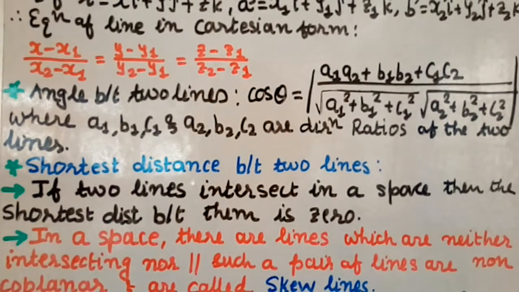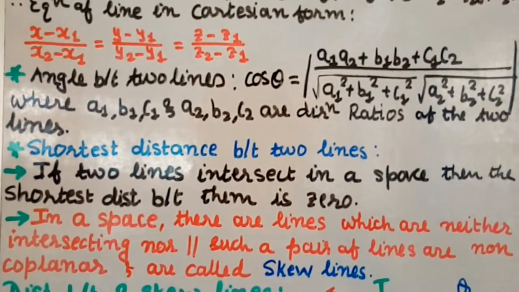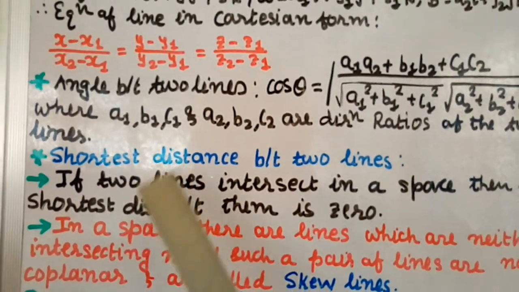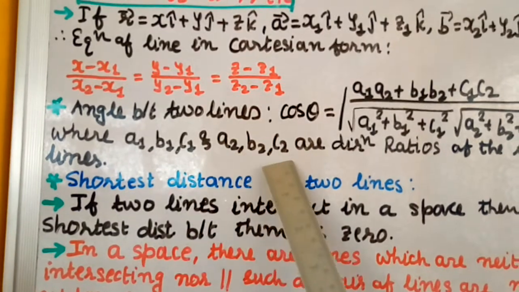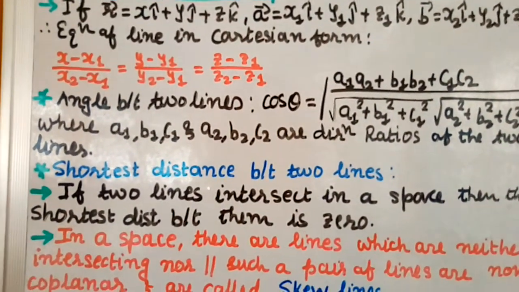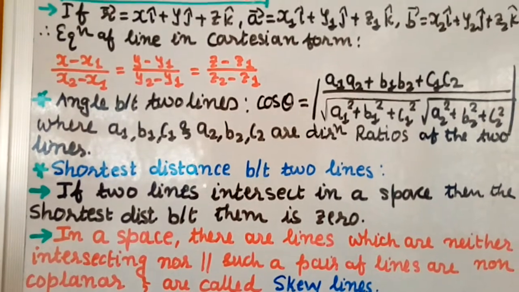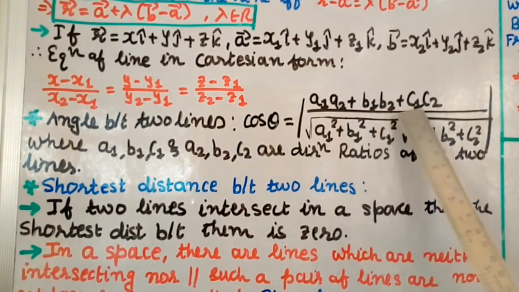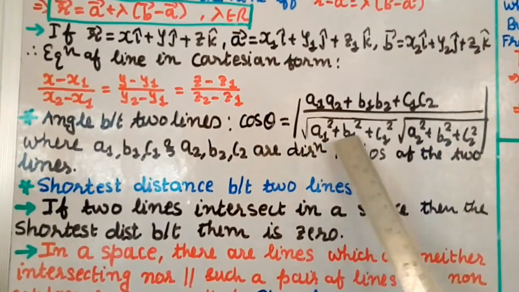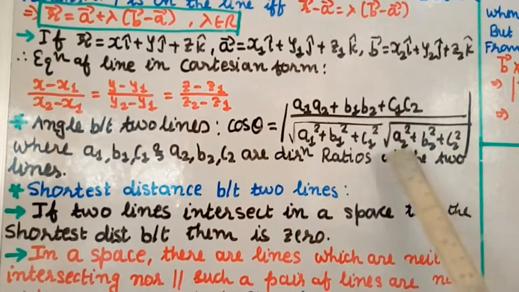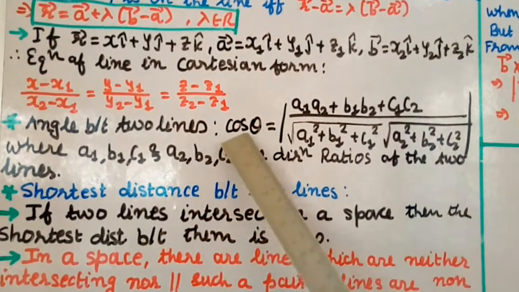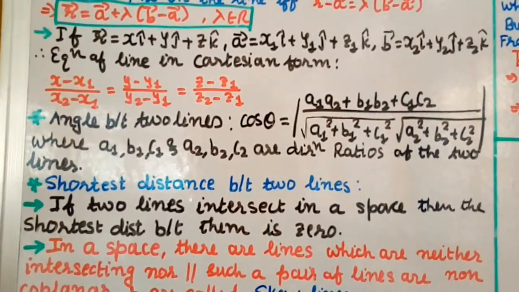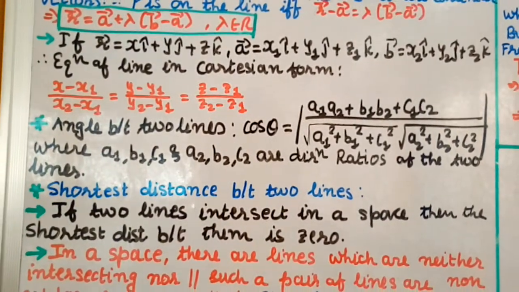Next we shall write the angle between two lines. Suppose theta is the angle between two lines, and you are given the direction ratios of the two lines. Suppose a1, b1, c1 and a2, b2, c2 are the direction ratios of the two lines. Then cos theta equals the magnitude of (a1 a2 plus b1 b2 plus c1 c2) divided by the square root of (a1 square plus b1 square plus c1 square) times the square root of (a2 square plus b2 square plus c2 square). If you transfer cos over, it becomes cos inverse, so you get the value of theta, the angle between the two lines. So this is the formula for the angle between two lines.